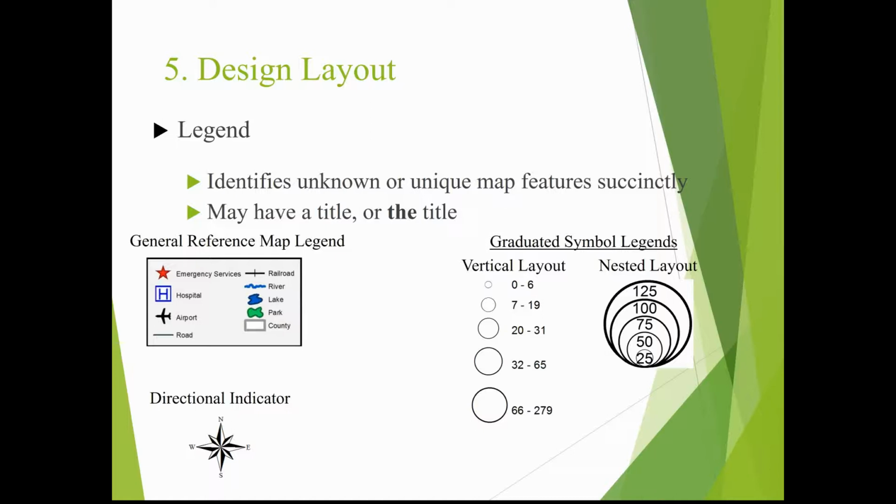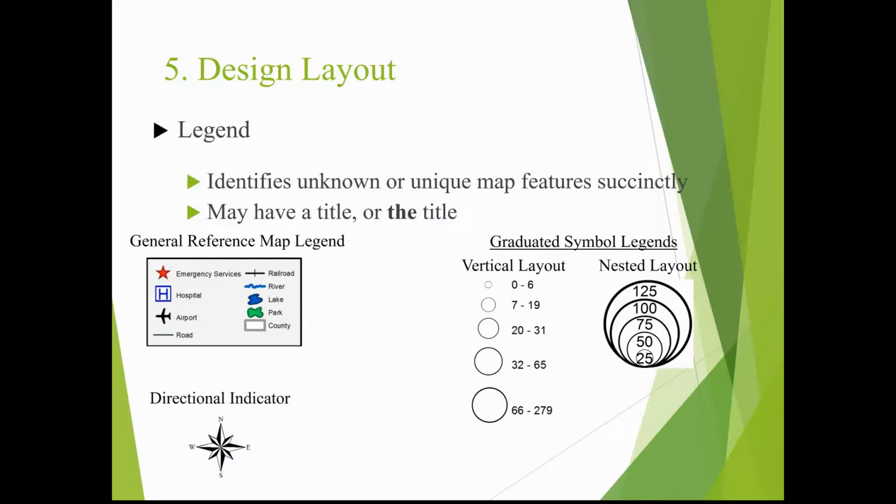Let's look at two examples of legends. For a general reference map, it would display all symbols found on the map. The representative symbols should be to the left of the short description, and the legend can be organized vertically in one or more columns. For thematic maps, and in this case, a graduated symbol map, the graduated circle legend is to show how the size of the symbol changes with the value of the attribute that is being represented. Graduated symbol legends can be placed in a vertical layout, horizontal layout, or a nested layout.